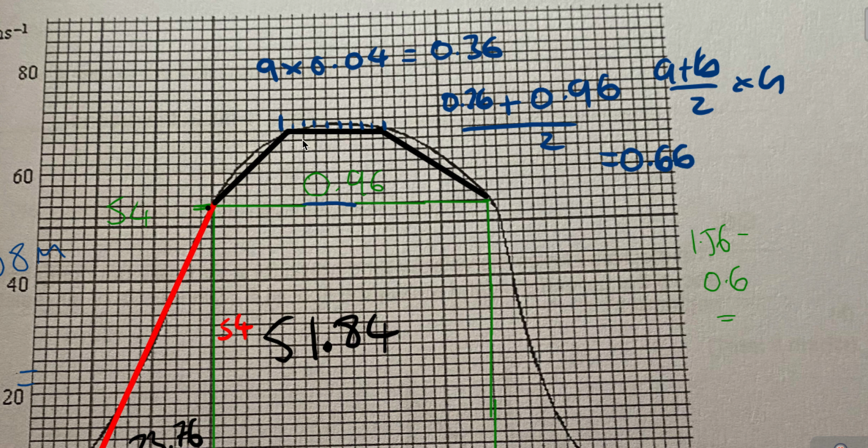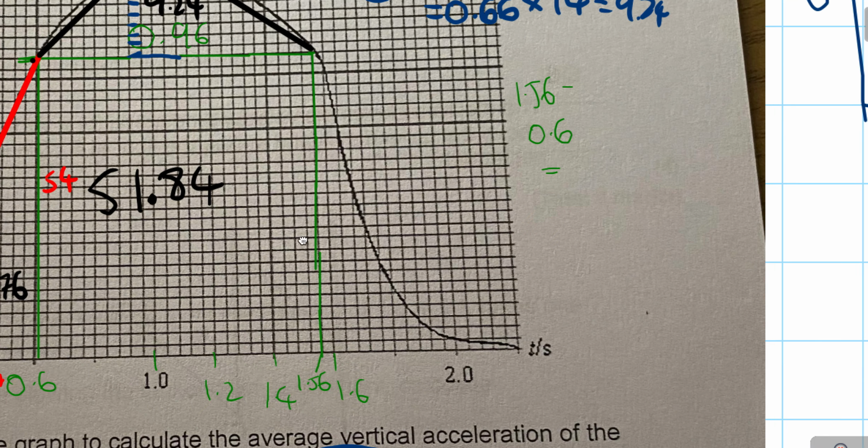So the height here is going to be 1, 2, 3, 4, 5, 6, 7. So it's going to be 7, but each of the squares is 2. So each of these is equivalent to 2. So it's going to be times 14. So 0.66 times 14 is equal to 9.24. So again, we can fill in that area here, 9.24.